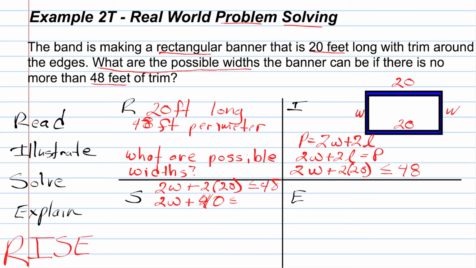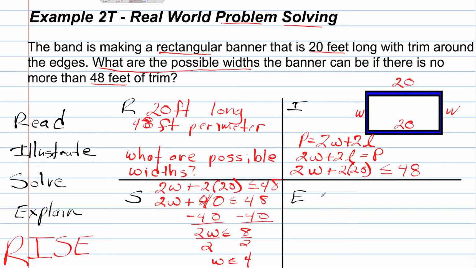And it has to be less than or equal to 48. Hopefully you know now that we should subtract 40 from both sides, leaving us 2w is less than or equal to 8. Finally, we divide each side by 2, and w, or the width, has to be less than or equal to 4.